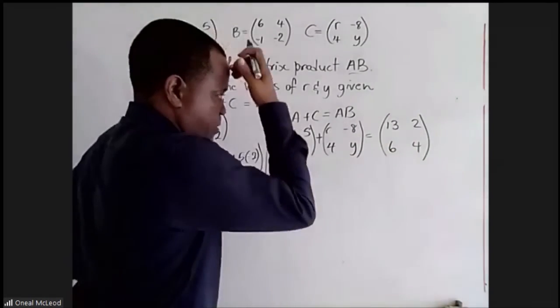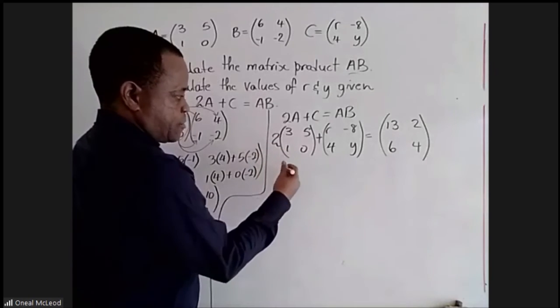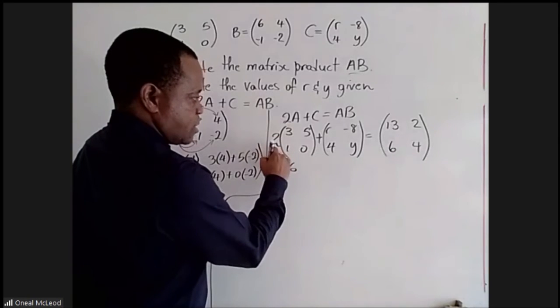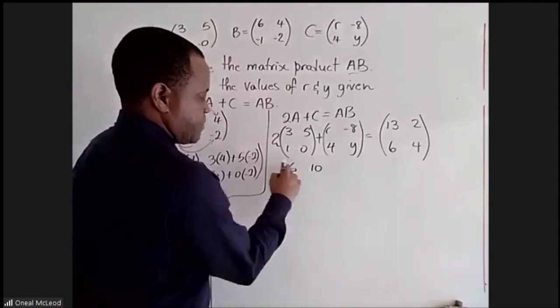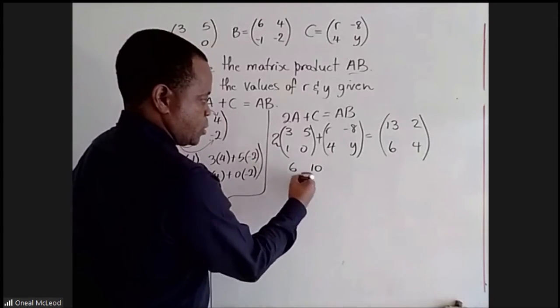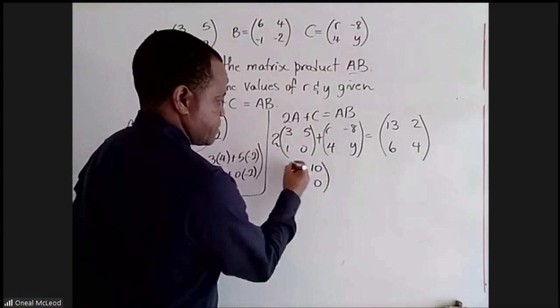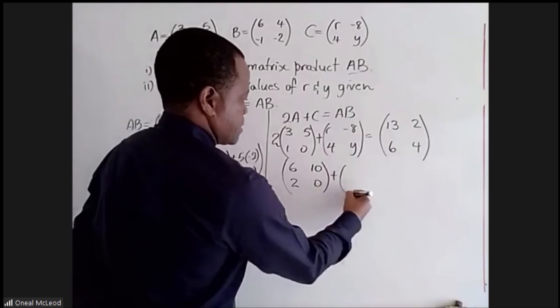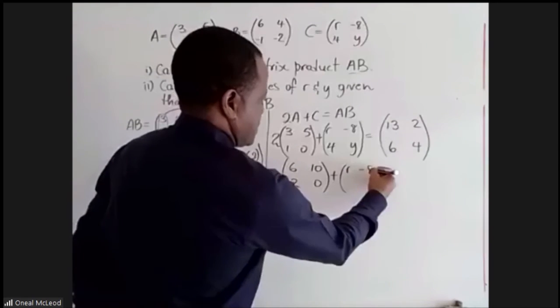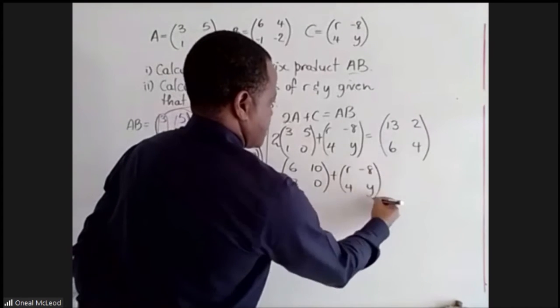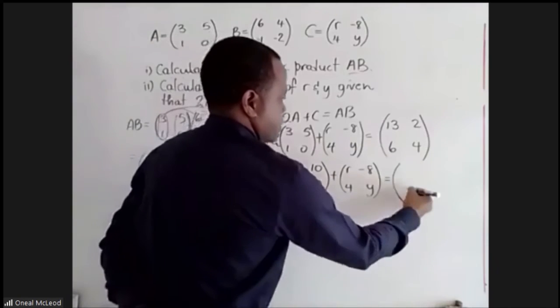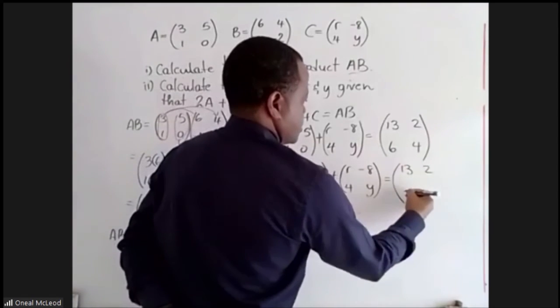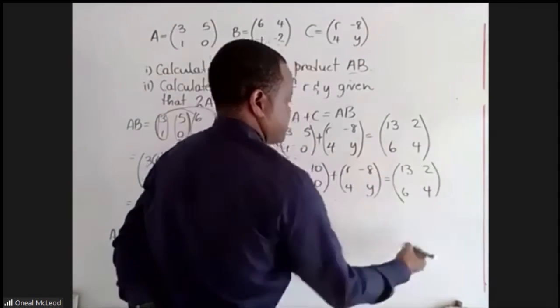So let's work that out and see what is happening. 2 times 3 will end up giving us 6. 2 times 5 is 10. 2 times 1 is 2. 2 times 0 is 0. Plus R, negative 8, 4, Y. And this is now equal to 13, 2, 6, and 4.